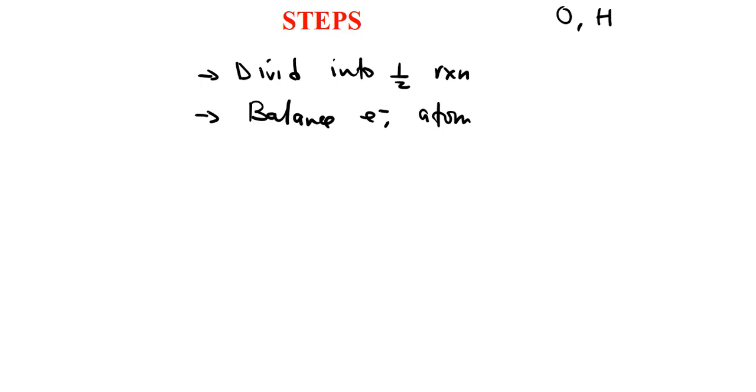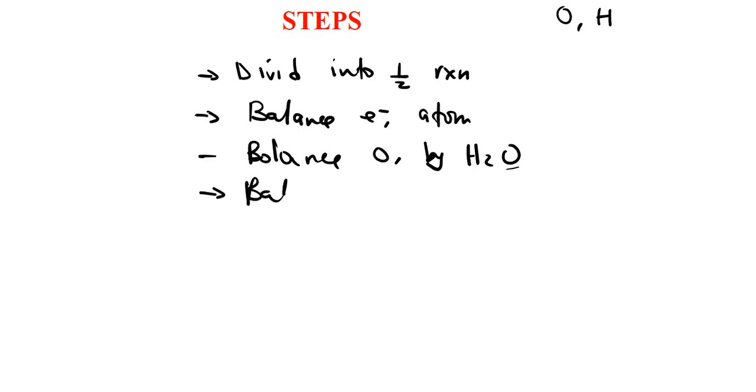Alright, then step 3, you balance oxygen. So balance oxygen to the side where it's lacking by adding water molecules. I'll demonstrate this. Balance oxygen by adding H2O, because that will give you 1 oxygen atom there. Then we balance hydrogen. So you balance hydrogen also by adding hydrogen ions like that.